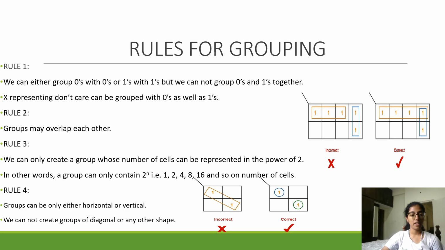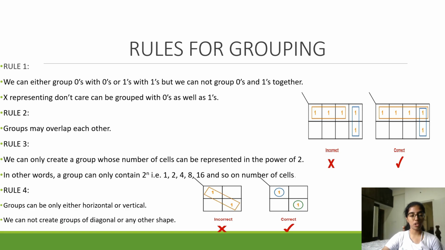Now rule 3, we can only create a group whose number of cells can be represented in the power of 2. In other words, a group can only contain 2 to the power n, that is 1, 2, 4, 8, 16 and so on number of cells. Like that we can make it into a 2-variable map, 4-variable map, 3-variable map, and the list goes on.